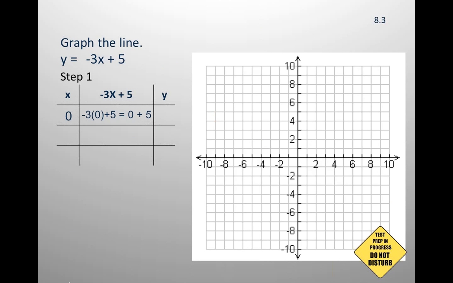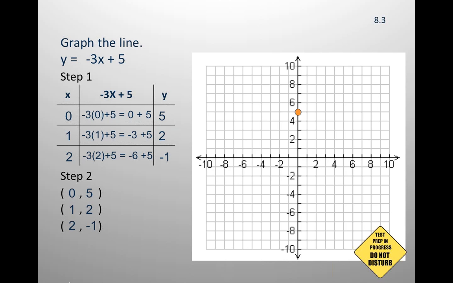Okay, here's another problem to graph. Here we're going to simply use our table. We'll put in our values for x. It can be 0, 1, and 2 in this case. And then we do the math to find y. Put in a value for x and then do the math to find y. Okay, and so we have (0, 5), (1, 2), and (2, -1).